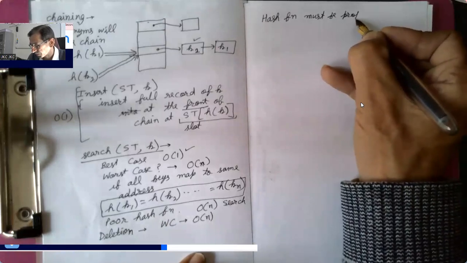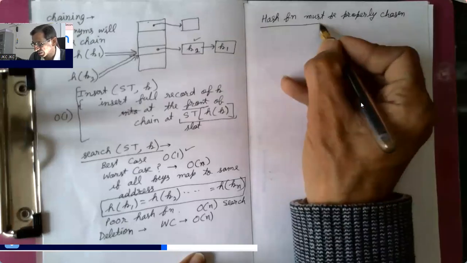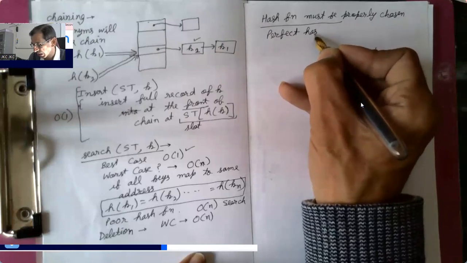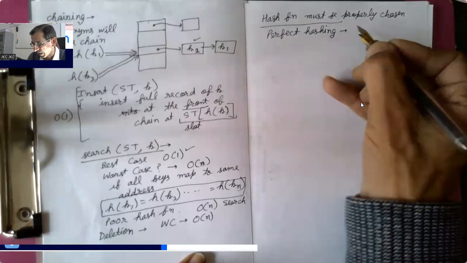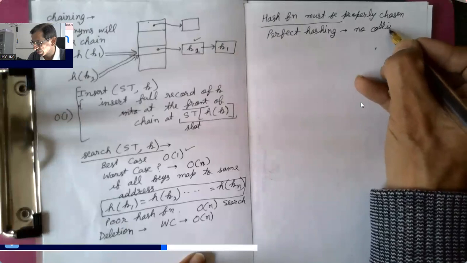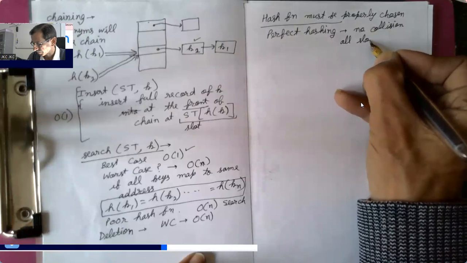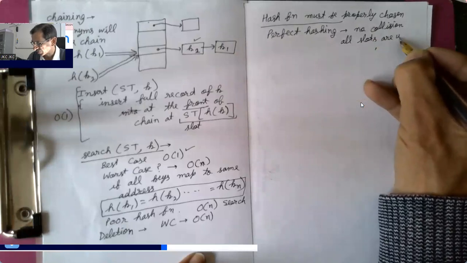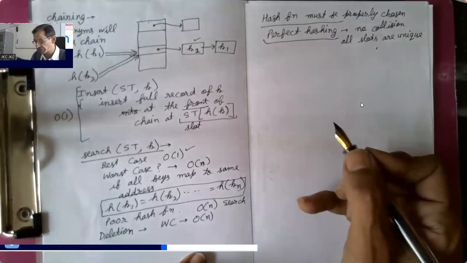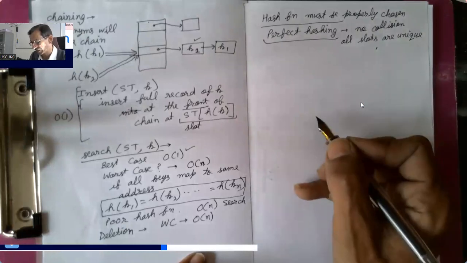How to choose that? Simple. Obviously, I should ensure the randomness of the distribution. If I can have perfect hashing, it means no collision happens and all values lead to a different place. All slots are different. Then obviously no collision. That situation is called perfect hashing. Like in direct addressing, or if there are unique values of keys which are in the range of 0 to n minus 1, perfect hashing is possible.